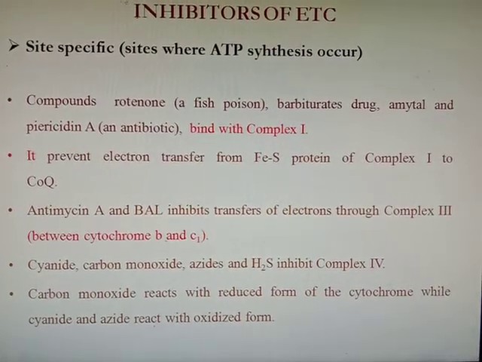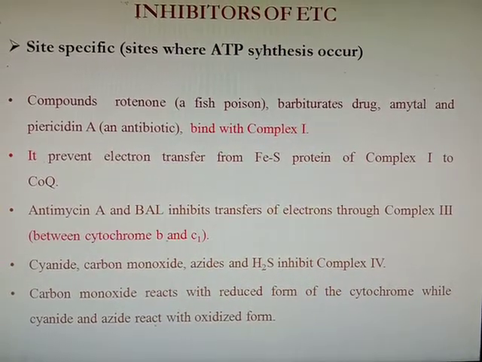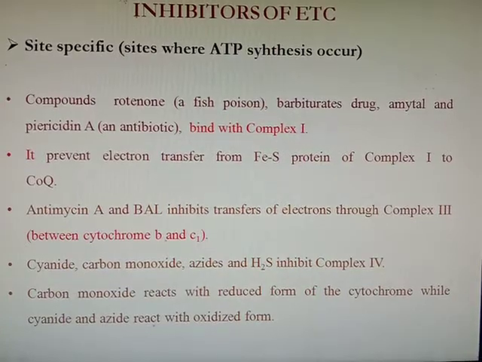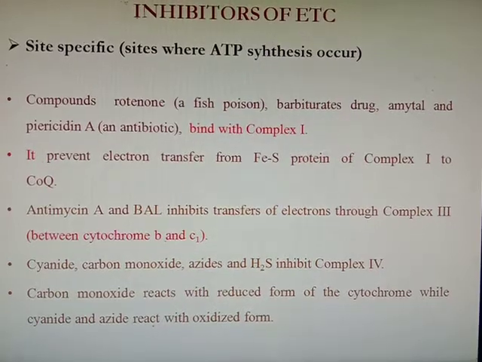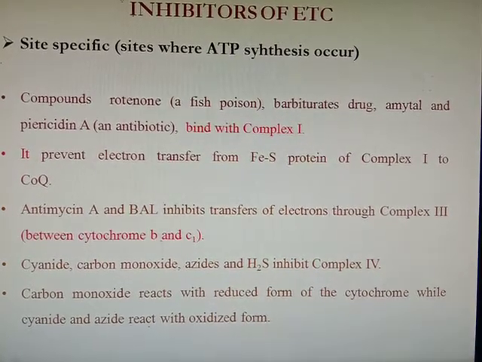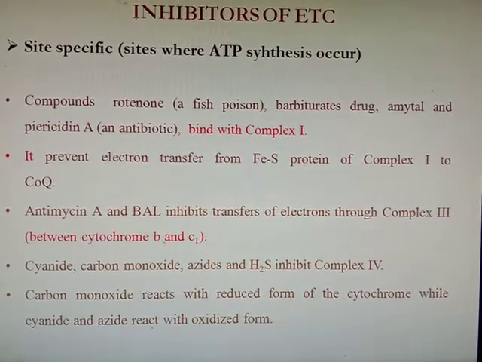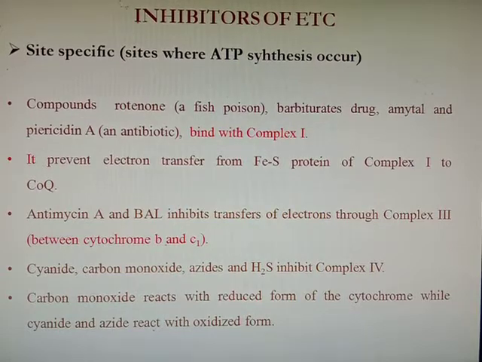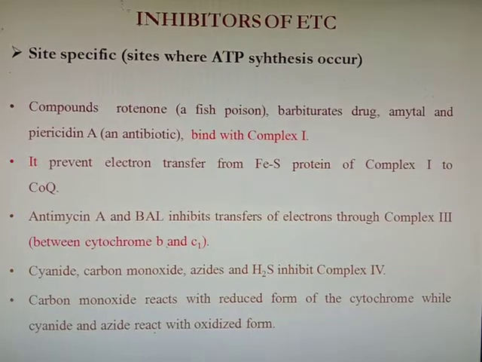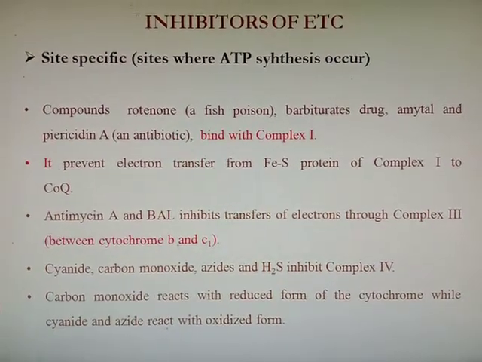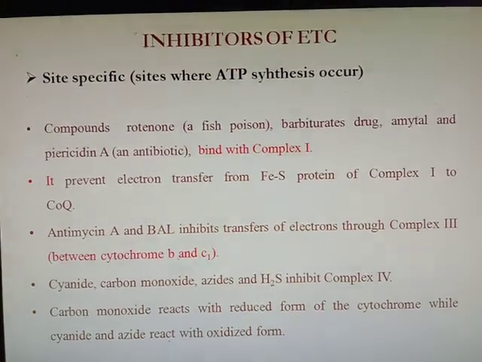Then antimycin A and BAL, also called British anti-lewisite, inhibit the transfer of electrons through complex 3 between cytochrome B and cytochrome C1. Similarly, cyanide and carbon monoxide, azide and hydrogen sulfide inhibit complex 4, in which 2 protons move into the intermembrane space. Carbon monoxide reacts with the reduced form of cytochrome, while cyanide and azide react with the oxidized form of cytochrome and inhibit the proton movement into the intermembrane space, due to which ATP synthesis will not take place.